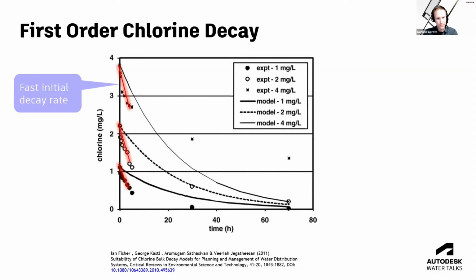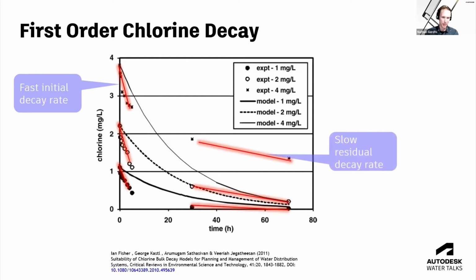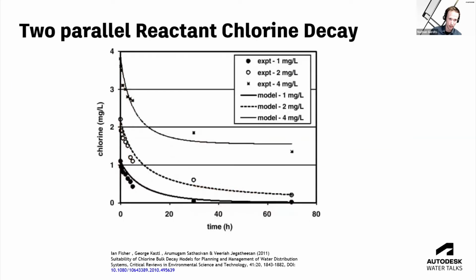resolution capability. Also, what we see in a lot of waters is that there's typically a fast initial decay rate followed by a slow residual decay rate. That was one of the things they saw as a characteristic in the water, and that is what led them to focus on this 2 parallel reactant chlorine decay. Here they were able to take this set of data and come up with a single set of parameters that was able to fit all these different cases.